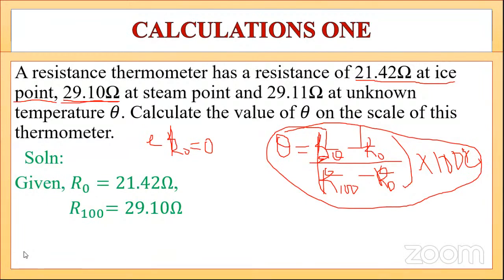Then the resistance is 29.11 at unknown temperature theta. Is that okay? So that becomes our R what? R theta. Yes. Then from there, we shall say our R theta is there.